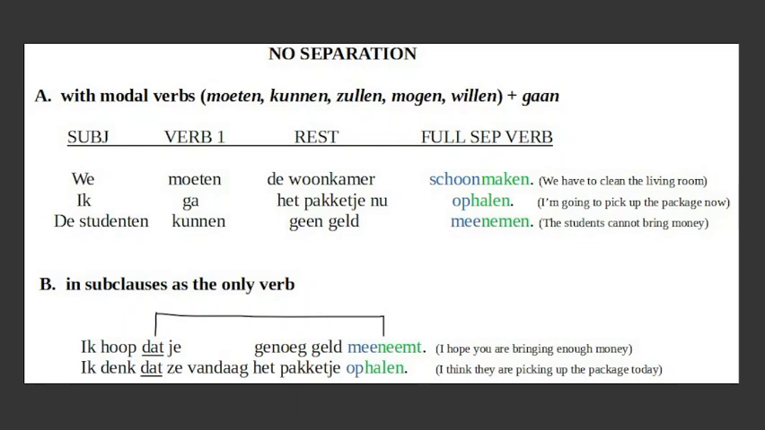There is also no separation when the separable verb is the only verb used in subclauses. In these 2 examples, the conjunction dat sends the verb towards the end of the sentence. There it cannot be separated, so we get the sentences. Ik hoop dat je genoeg geld meeneemt. Ik denk dat ze vandaag het pakketje ophalen.